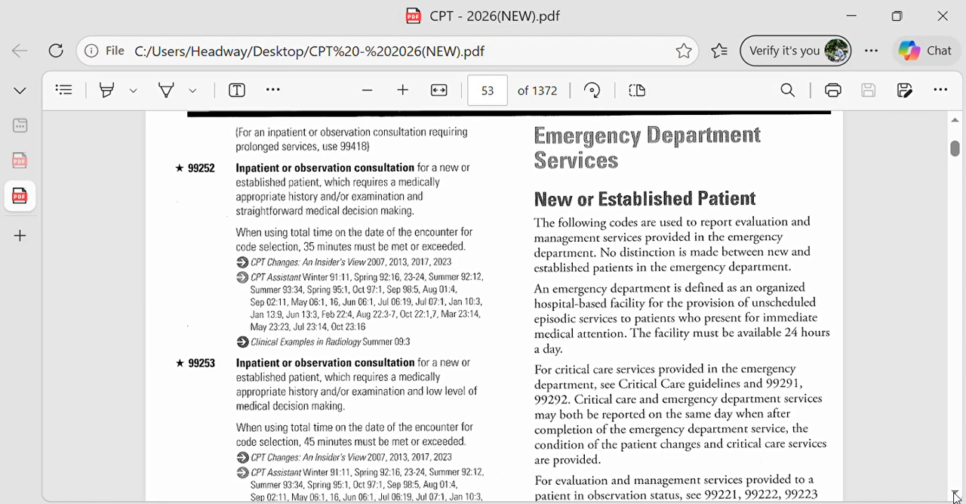So, I think you already know about the evaluation management coding. So that is basing upon the, this is basing upon the medical decision making. That is called the MDM.